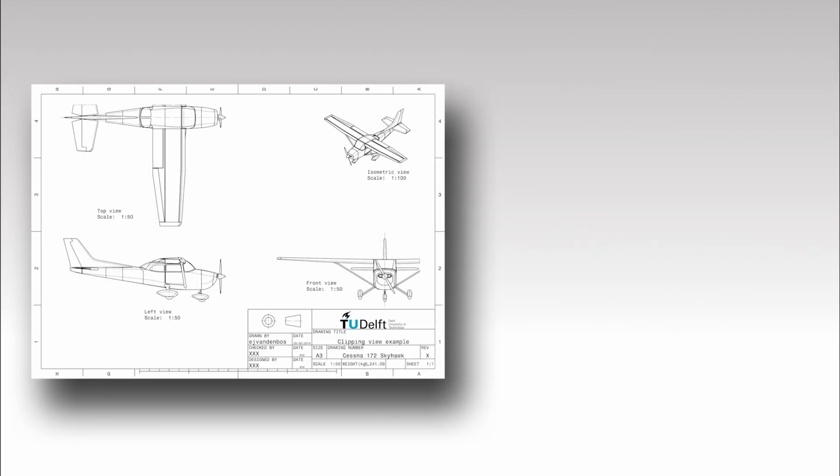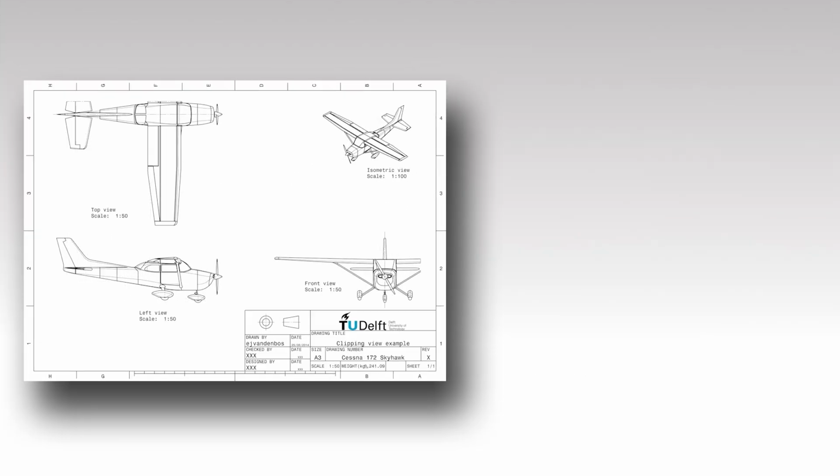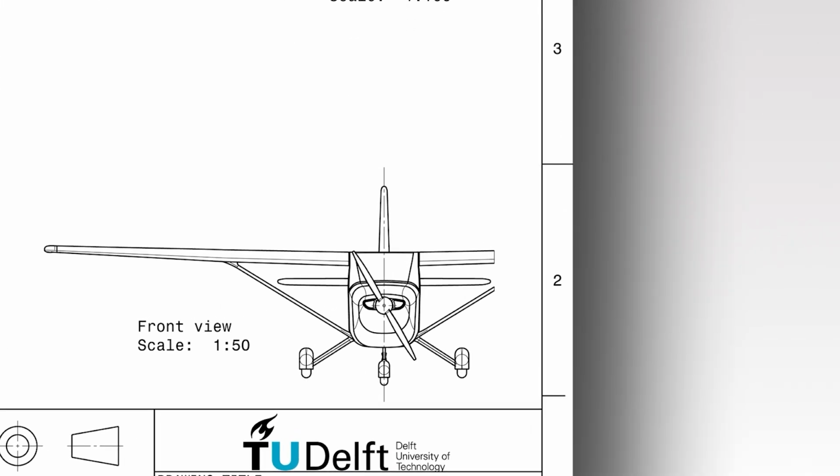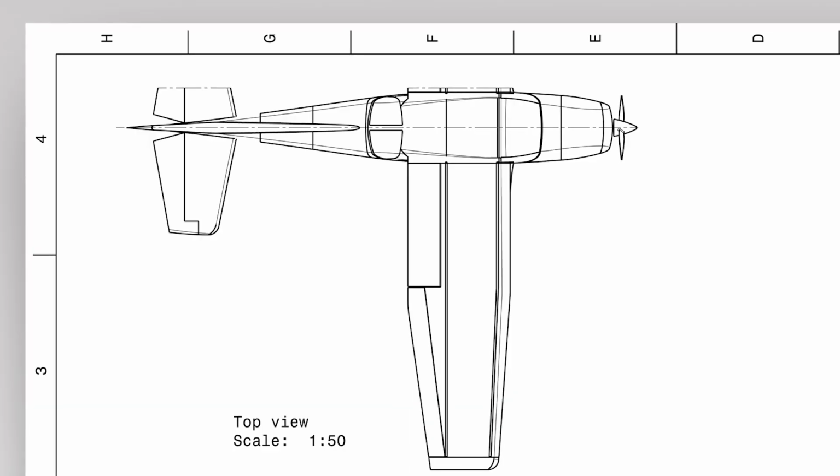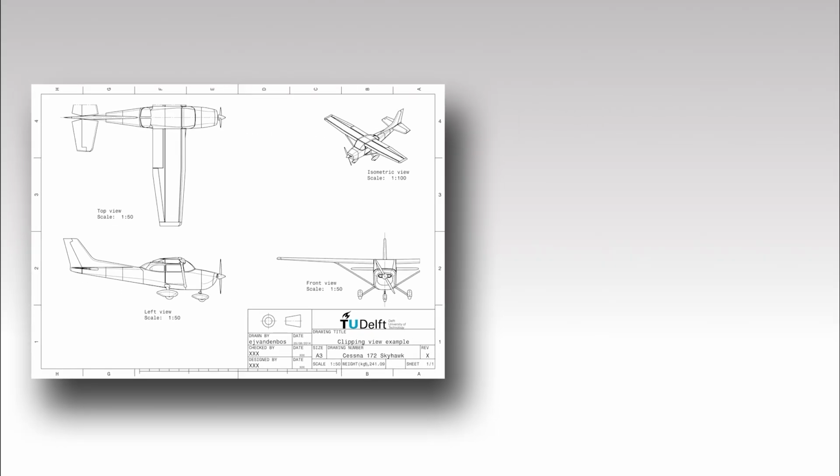Partial views or clipping views can be shown to reduce a drawing size. Non-relevant items are cut away from the view. In CATIA, partial views are delineated using a thin chain line.